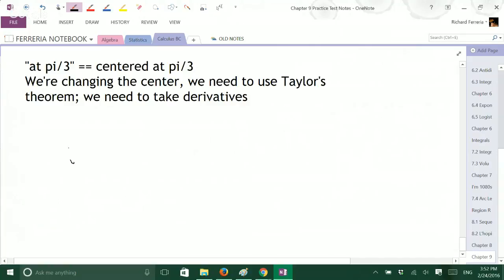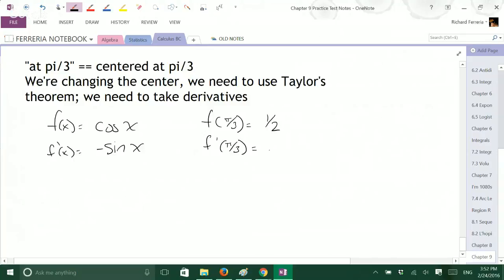Okay, so let's do this. If f of x equals cosine x, that means f of pi thirds is equal to 1/2. f prime of x is going to be negative sine x. So f prime of pi over 3 is going to be negative root 3 over 2. f double prime is negative cosine of x. So f double prime of pi over 3 is negative 1/2.